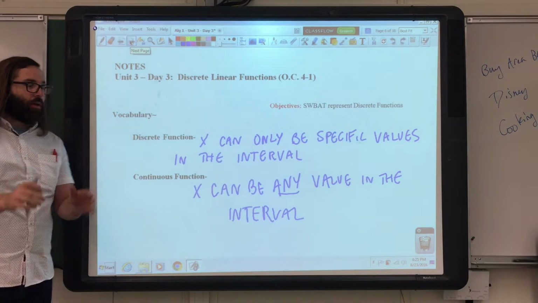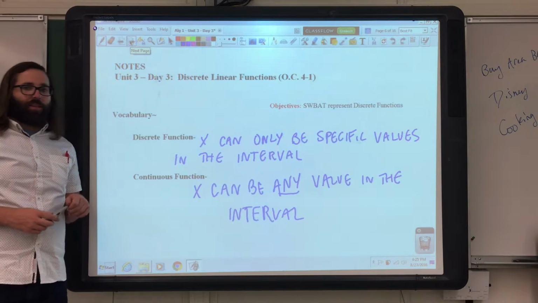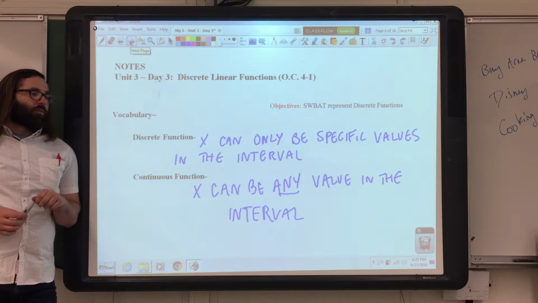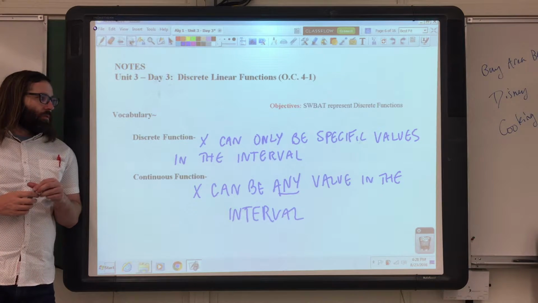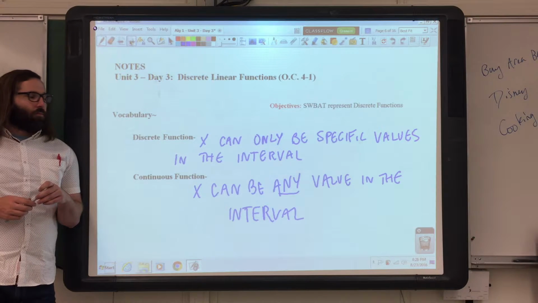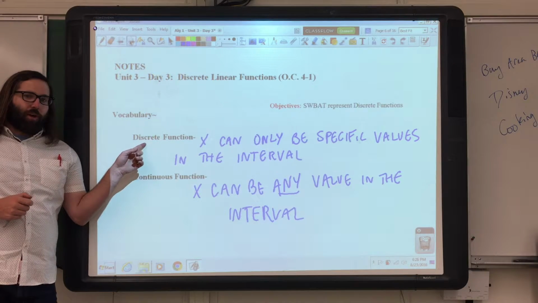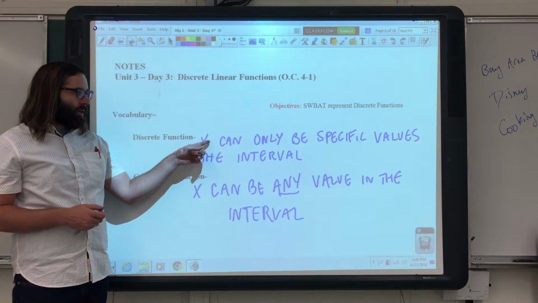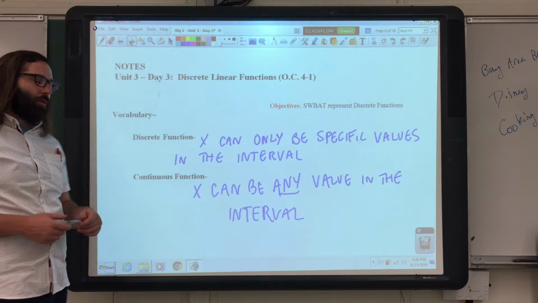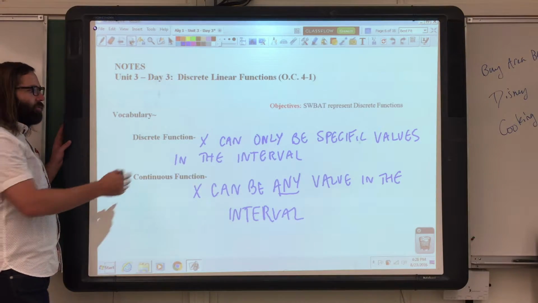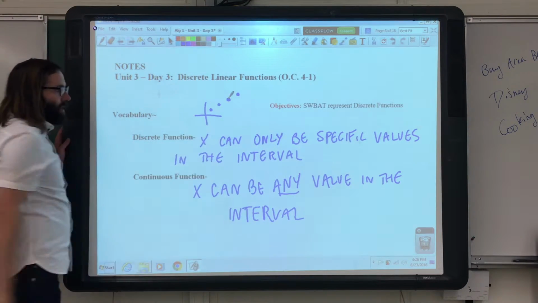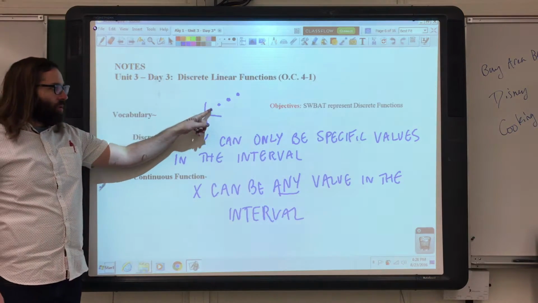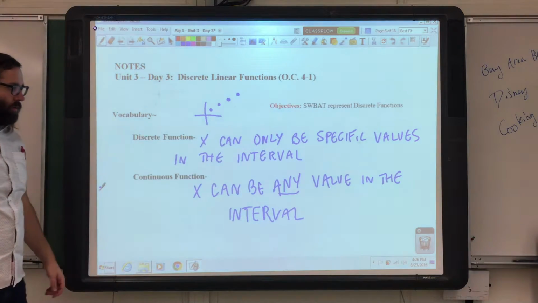Okay, day 3. We're talking about discrete and continuous functions. Sounds kind of weird, but it's not too different than what we've been doing. Okay, so a discrete function, that's where the x's can only be specific values on the interval. They can only be specific values. So think of something like that. It can only be these specific points.